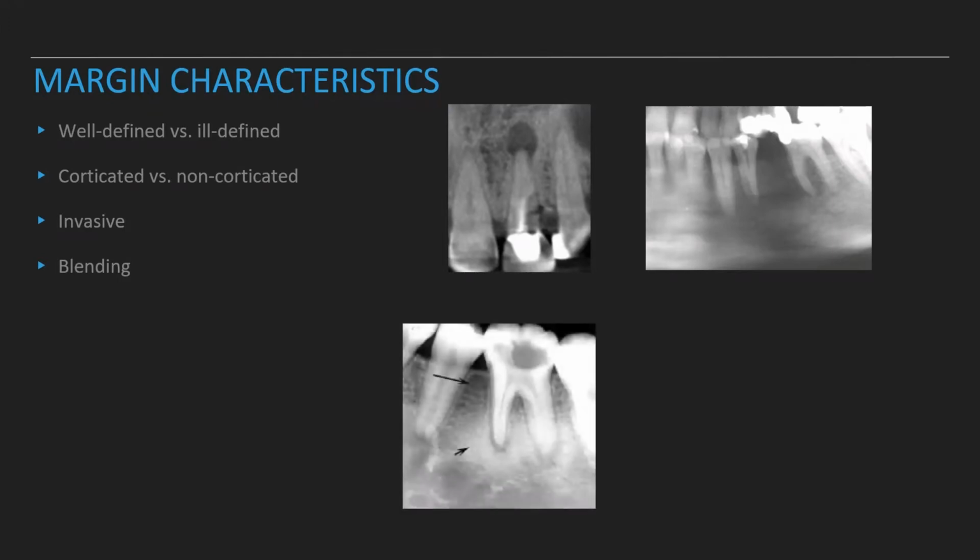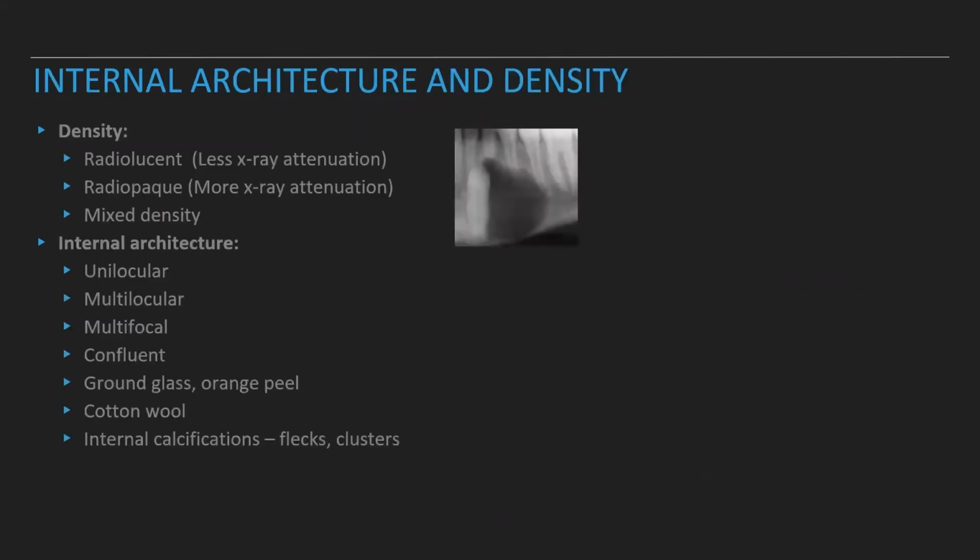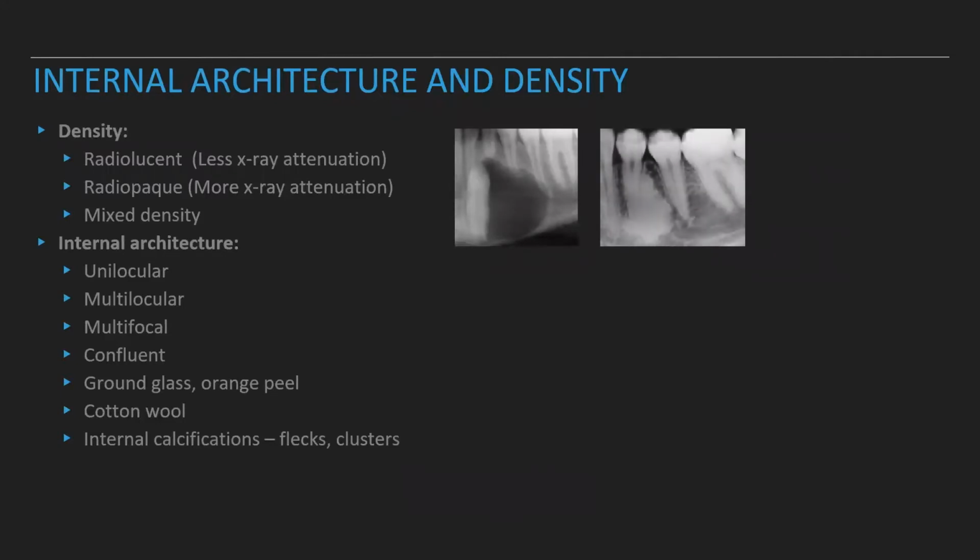Is it blending, as you see here, apical sclerosis going on? Nice blending border. You can see the etiology. And again, is this a scalloped large lesion? The internal architecture, is it radiolucent? Or is it radiopaque or hyperdense if it's a CBCT like this dense bone island?